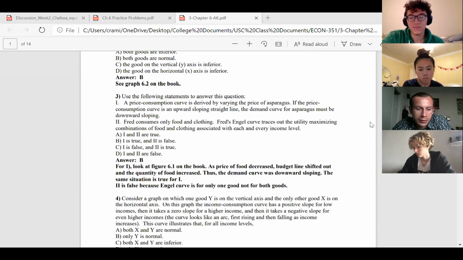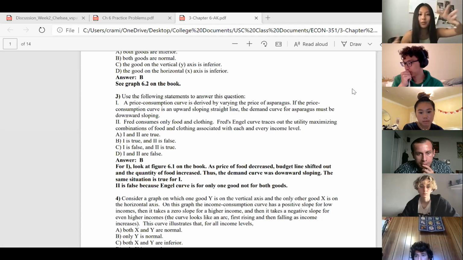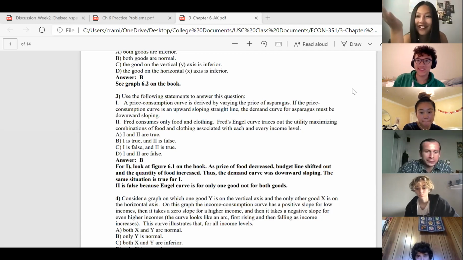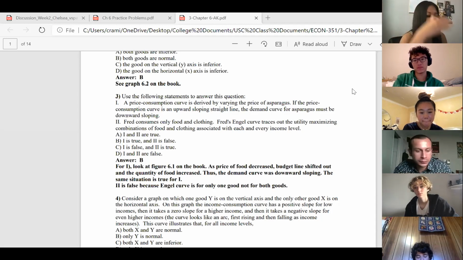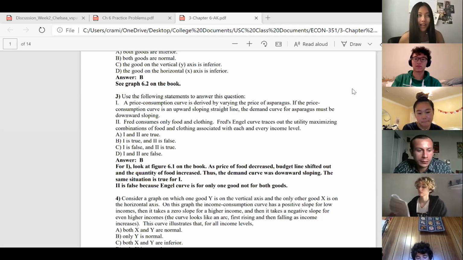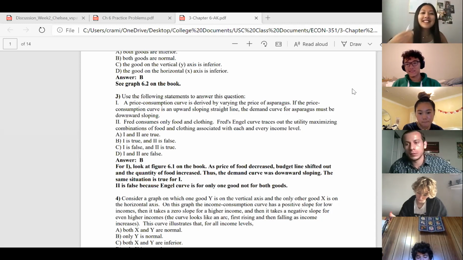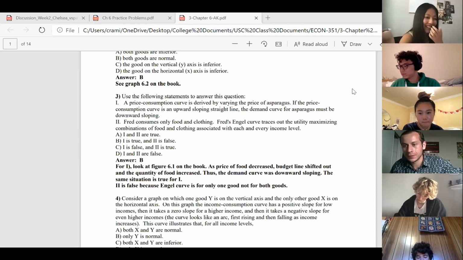I don't know if that made any sense. Since on the price consumption curve, as the price of asparagus is going down, the amount of the other good they're buying is going up, which wouldn't really be common because you would assume that the more expensive something is... I don't know if I'm making any sense right now. Since you're buying more of the other good when the price of asparagus is dropping, that means that even though the price of asparagus is dropping, you're not buying as much. I don't know how to explain it. It made sense to me when I was drawing it, but explaining it is a whole other thing.